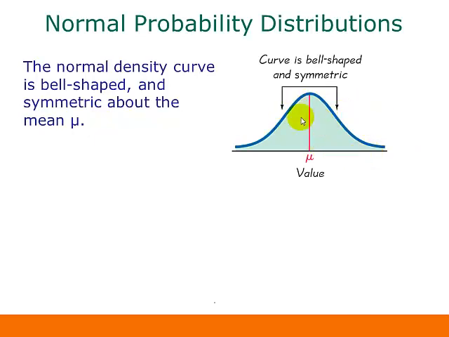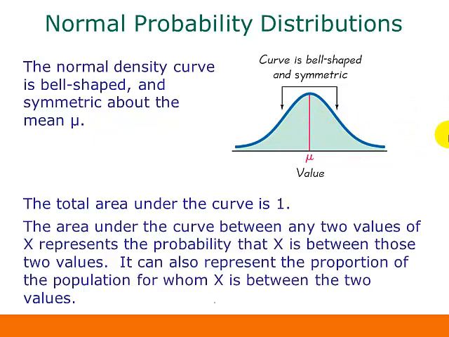So here is the bell-shaped curve that we have looked at before, and this is what a normal density curve looks like. Here's our mean in the middle. The curve is bell-shaped and it's symmetric on either side of the mean. The total area underneath this curve is 1. And the area under the curve between any two values of x represents the probability that x is between those two values. It can also represent the proportion of the population for whom x is between the two values.